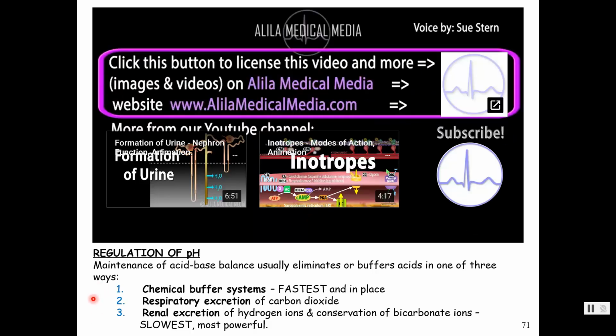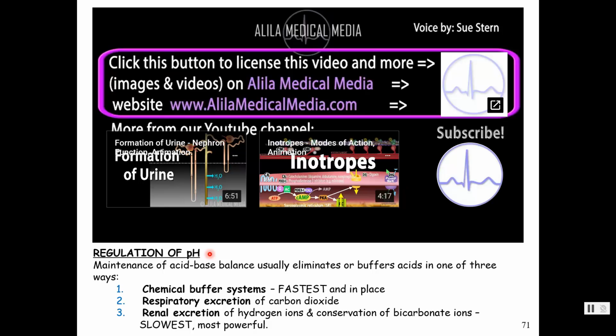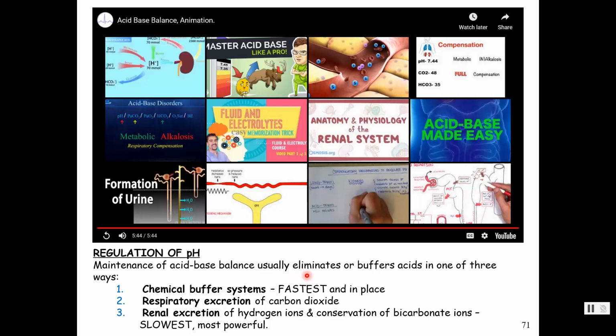Okay, so there was a whole lot in that video, and that's basically the rest of this chapter. So it's important for us to regulate our pH. We already learned that we're acid makers. So maintaining this balance usually involves eliminating the acids or at least buffering the acids. And so we have three ways that we can do this.